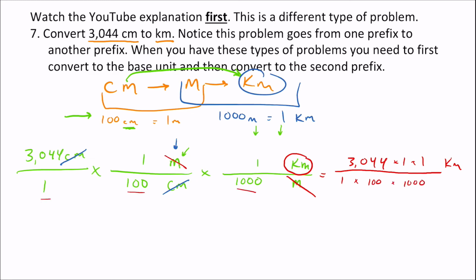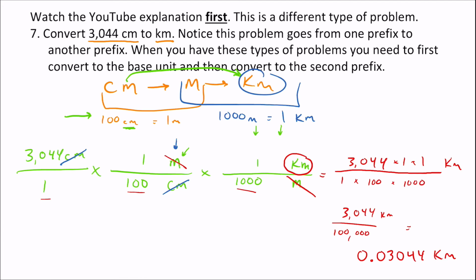All right. So if you combine these, you'll get your 100,000, right? So you have 3,044 divided by 100,000. That's going to give you kilometers. All right. So put that in your calculator and let's see what we get. Okay.